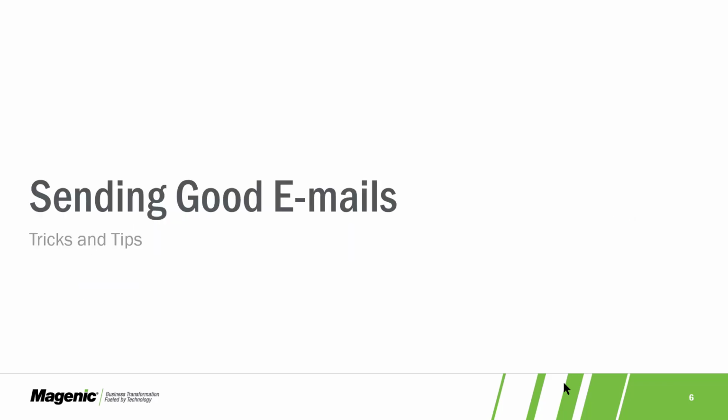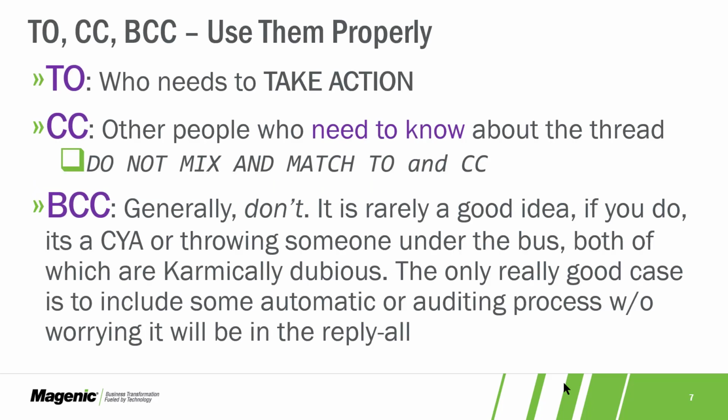So my next pet peeve and pro tip is sending good emails. And this has got to be my number one pet peeve. So who belongs on the To line, the CC line and the BCC? The To should be anyone who will be taking action in response to your email. And the CC is everybody you need to tell about the email, but they're not action takers. Please don't mix and match those two things.